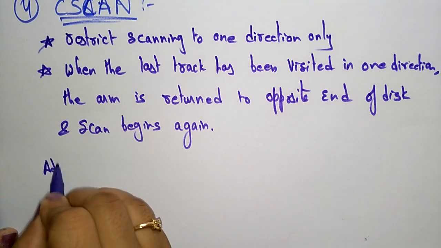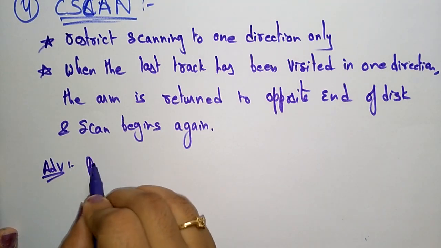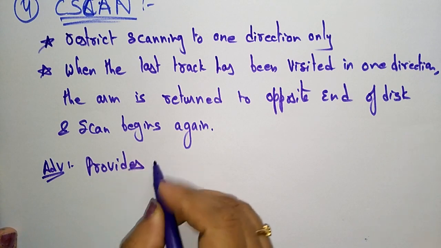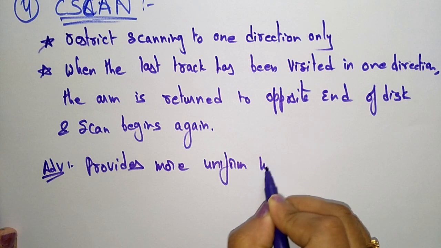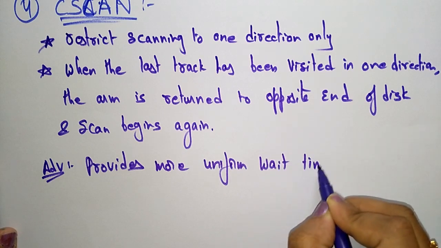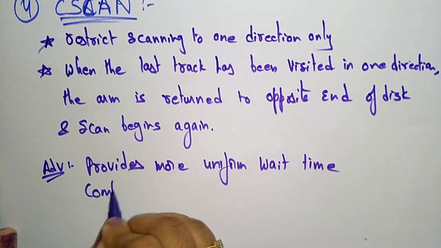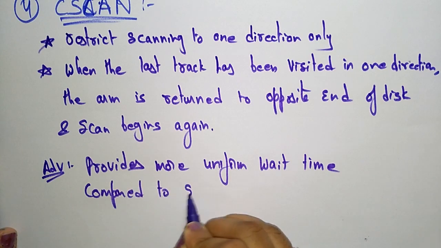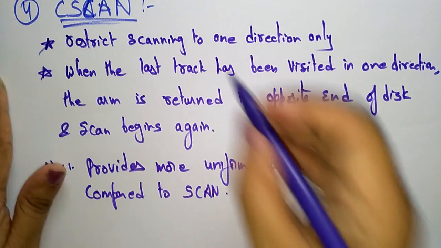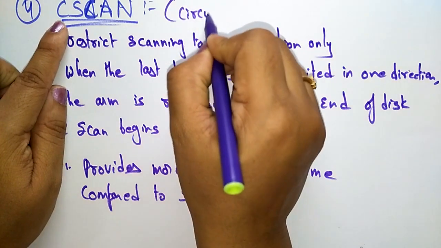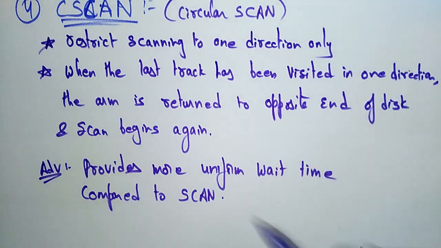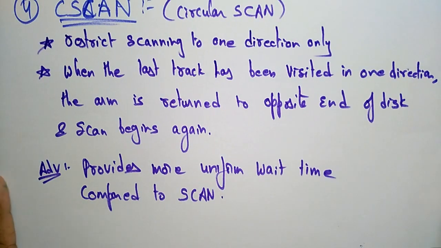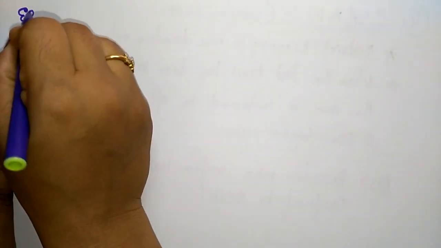Let me write that also. Advantage: provides more uniform wait time compared to SCAN. So C-SCAN is nothing but a circular scan, because it is moving to the opposite end and rotating like a circle. Now let us take an example of how this circular scan will be done.